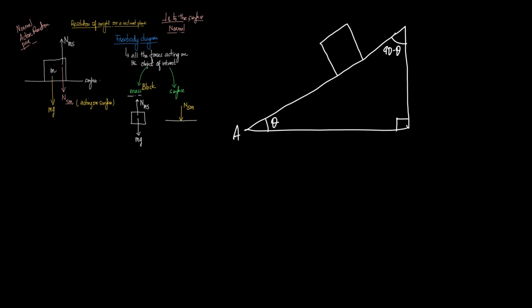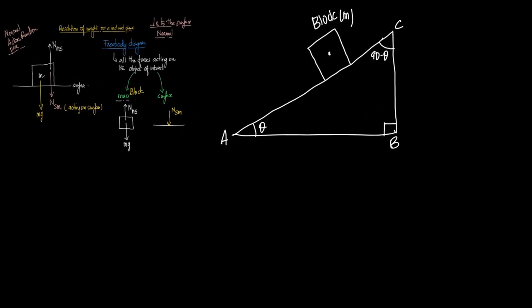Let me name these points also. So we have A, B, and C. And this is the block of mass M. So if this is a block of mass M, let us try to find out the normal reaction, and the various forces acting on it.